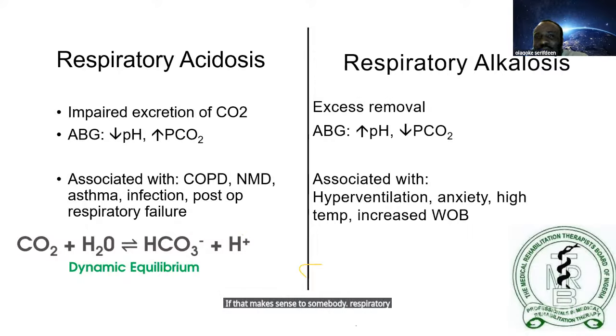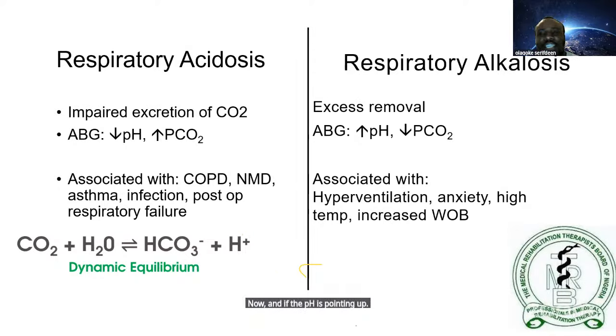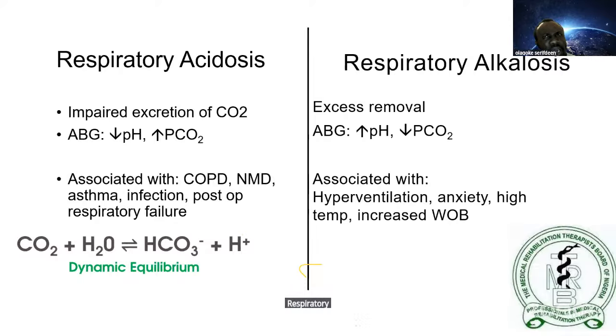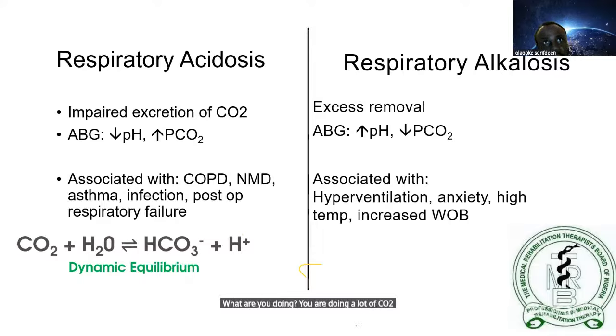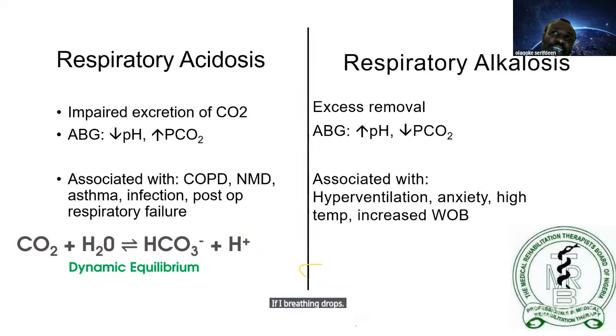Respiratory alkalosis. Where is that coming from? Don't forget, if pH and CO2 are going in opposite direction, it's respiratory, definitely. And if the pH is pointing up, it's going to be alkalosis, definitely. Now, think about alkalosis, respiratory, CO2. If somebody is retaining CO2, you are making a lot of hydrogen. However, if somebody is breathing very fast, you are throwing a lot of CO2 out. So what is going to happen to hydrogen? The hydrogen will drop. If the hydrogen drops, what happens to the pH? pH will go high. Give me some good example.